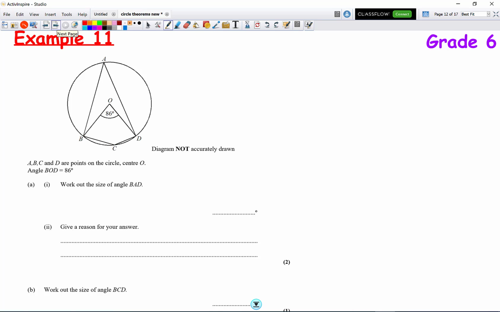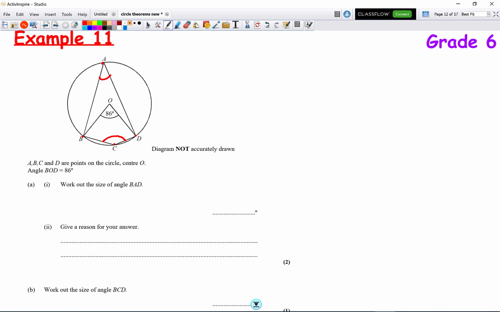Welcome back. So again, we have another cyclic quadrilateral. So let's mark in the points. So this time, points B, A, D, and C all touch the circle, so we call that a cyclic quadrilateral. So we can say that the angle BAD and the angle BCD are opposite to each other, and they must add up to 180.